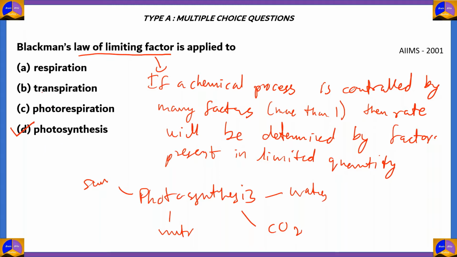Option A is respiration. Now, respiration in living organisms is usually found in controlled environments, such as inside the body and the cells which already have the oxygen and the nutrients all supplied by the blood. So option A is incorrect because this happens in a controlled environment. Option B, transpiration, is incorrect because transpiration is a physical process.